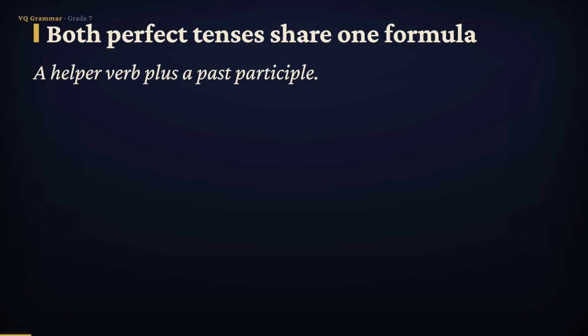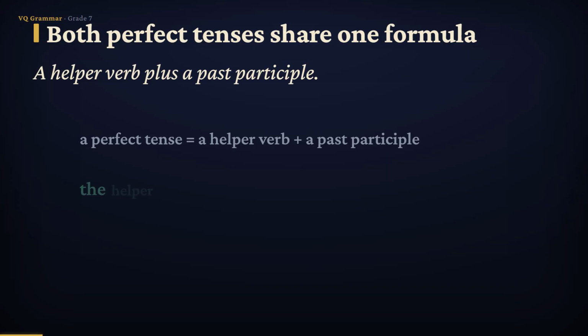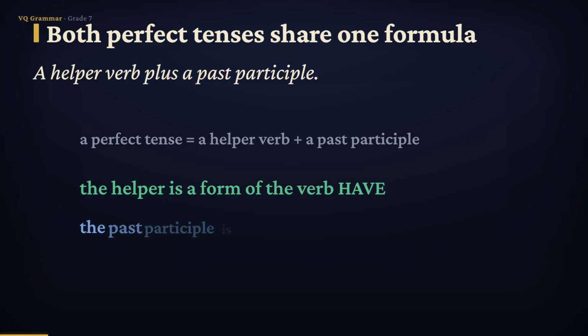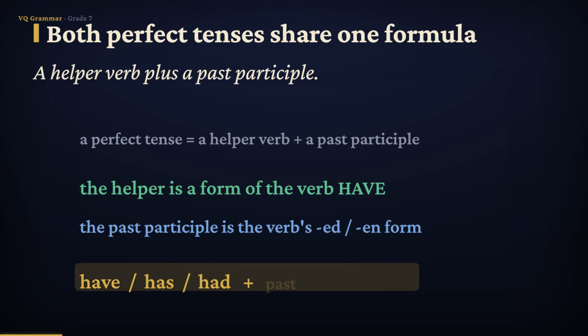Both perfect tenses we're learning today are built from the very same two pieces. A perfect tense is always a helper verb plus a past participle. The helper is a form of the verb have, and the second piece, the past participle, is the verb's ed or en form, the one you'd use after have. So every perfect tense follows this shape: have, has, or had, plus a past participle. Get comfortable with those two pieces, and the rest is easy.